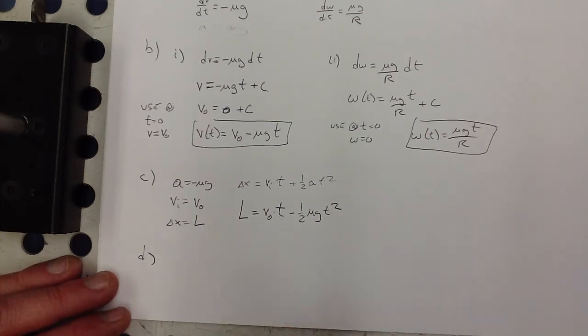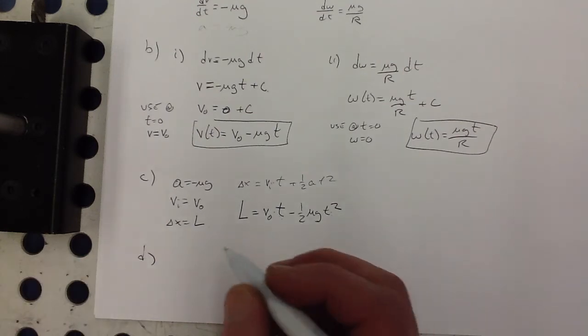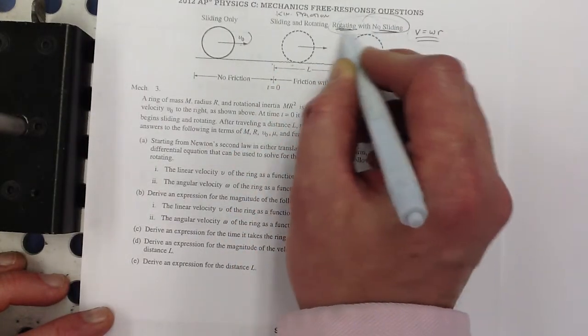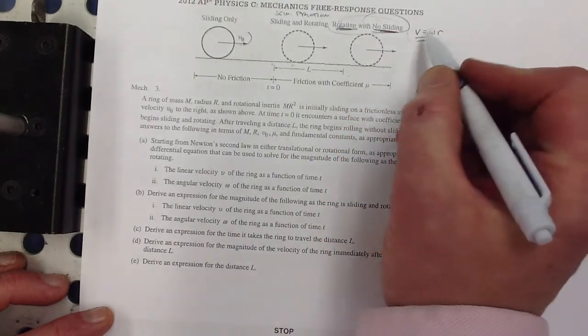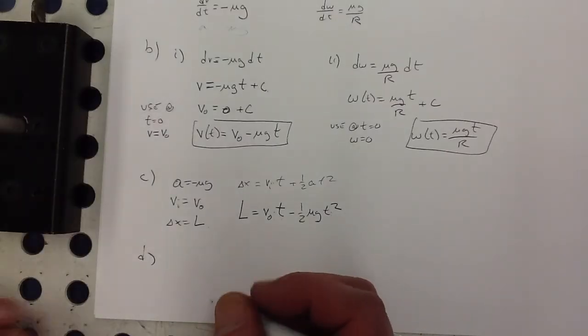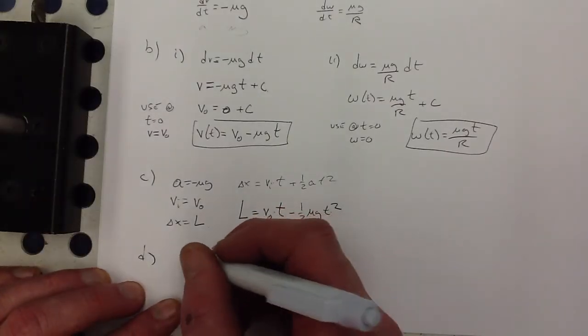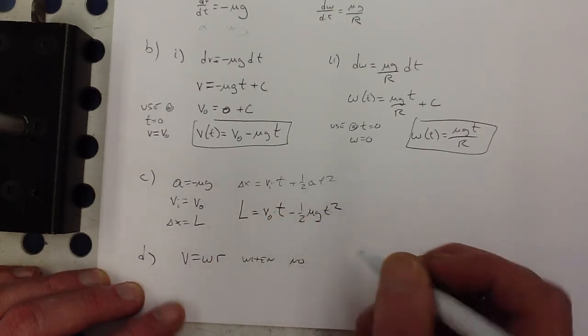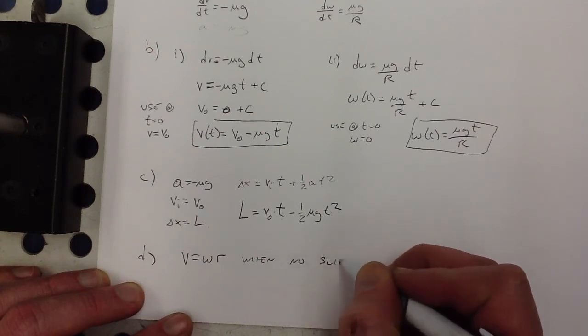Derive an expression for the magnitude of the velocity of the ring immediately after it has traveled the distance L. So that's the condition that I was talking about here. As soon as it travels that distance L, that's when it starts rotating with no sliding. Rotating and no sliding means that v is now going to be equal to omega r. That's not true if you're sliding. So V is equal to omega r when there's no sliding. You can bet that they're going to give a point for saying that.